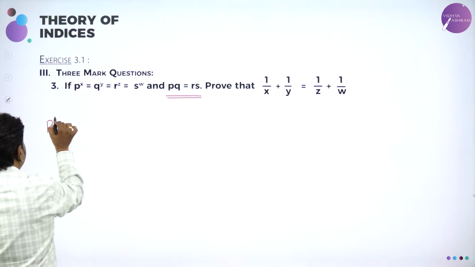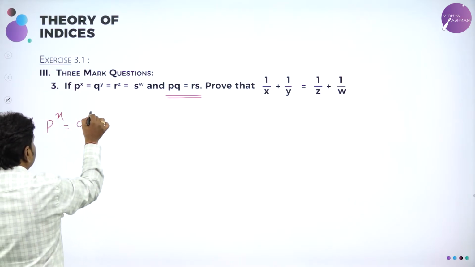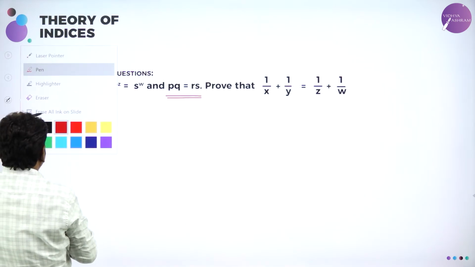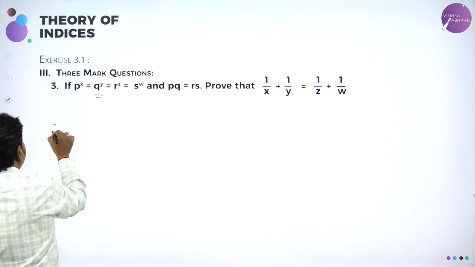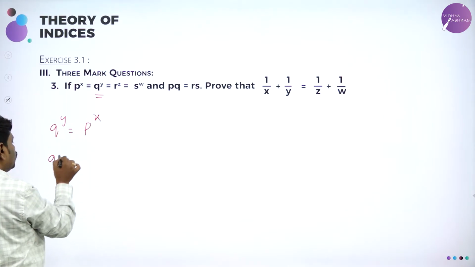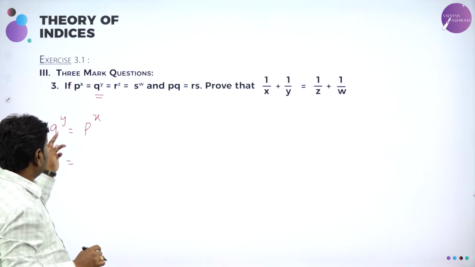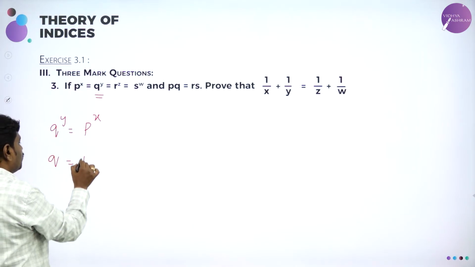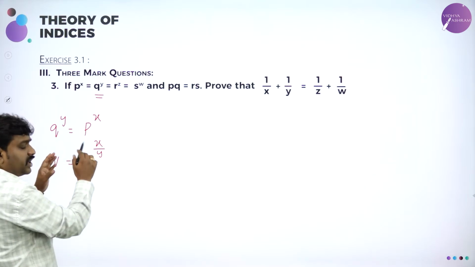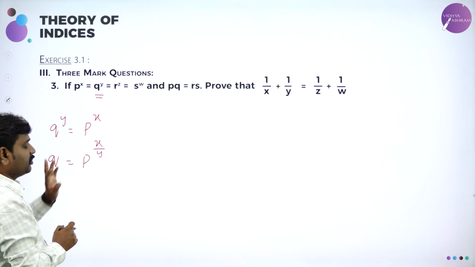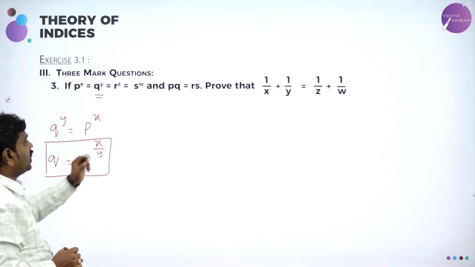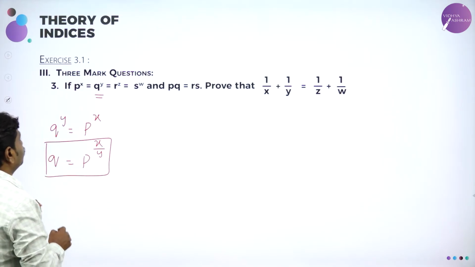So p power x is q power y. If I want q, I'll take first: q power y in terms of p, it is p power x. So if you want q, I told you in my last problem, if a power y goes that side, it will become p power x by y, means taking 1 by x on both sides. Power goes that side, it will become divided by. Now you got q in terms of p. Similarly, r and s also you get in terms of p.